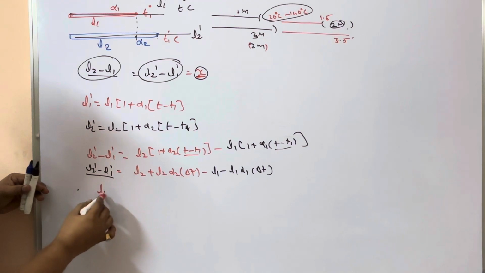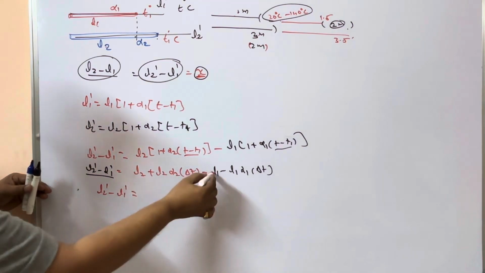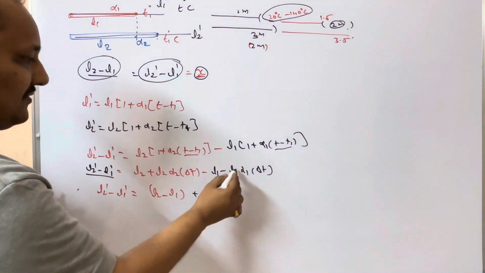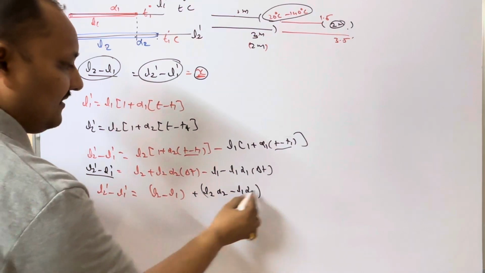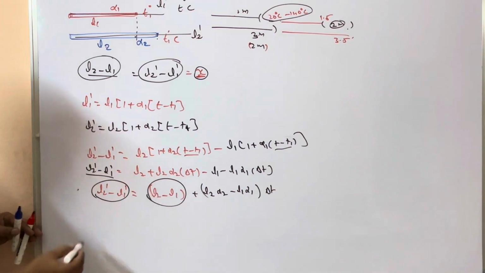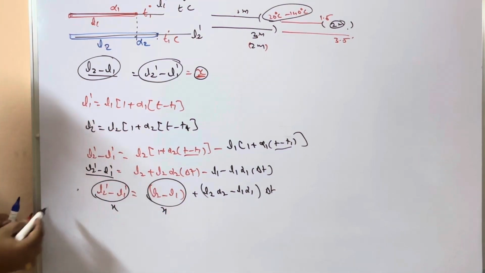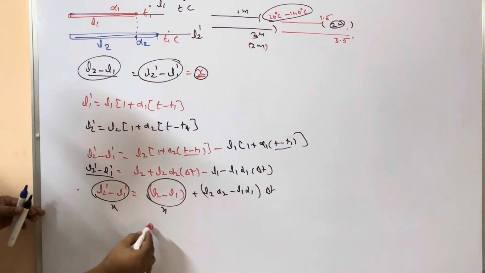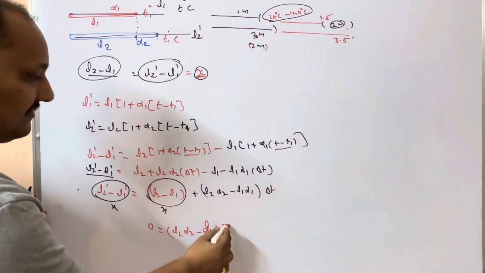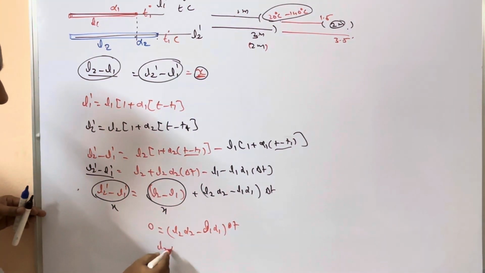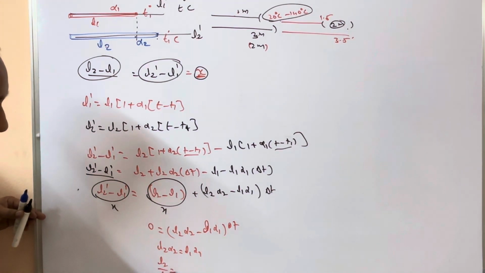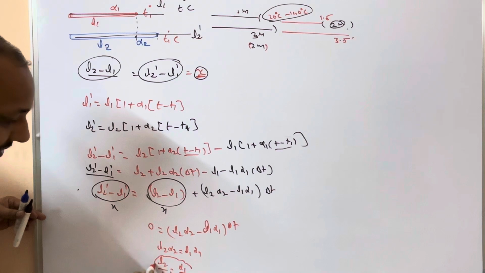Therefore, this formula: L2 dash minus L1 dash equals L2 minus L1 plus L2 alpha 2 minus L1 alpha 1, times delta T, where I have taken delta T common. Now this is X, this is X, therefore these two will cancel. After cancelling these two, what will remain? 0 is equal to L2 alpha 2 minus L1 alpha 1, times delta T. So L2 alpha 2 is equal to L1 alpha 1. So L2 by L1 is equal to alpha 1 by alpha 2.